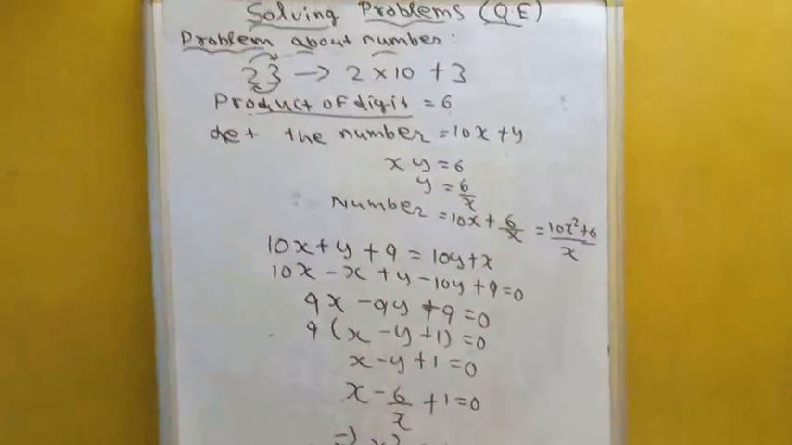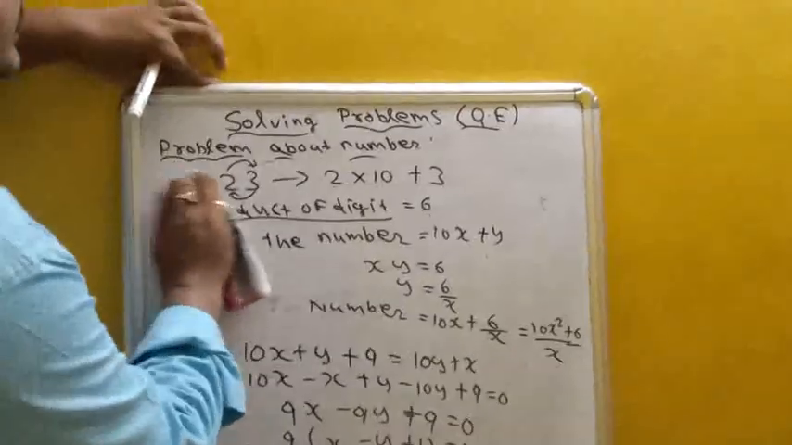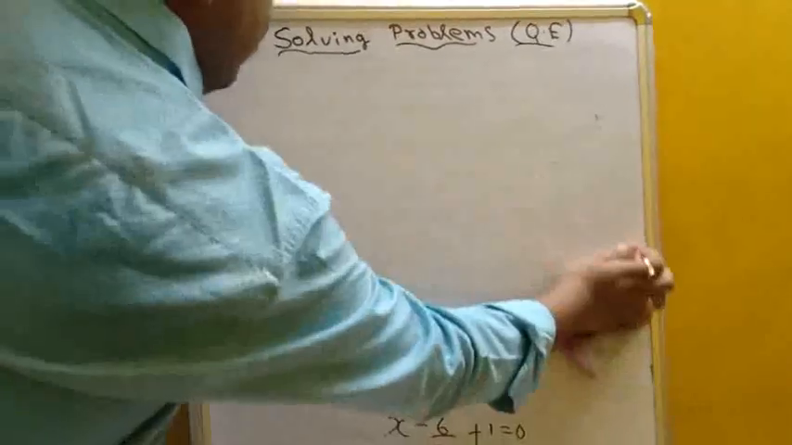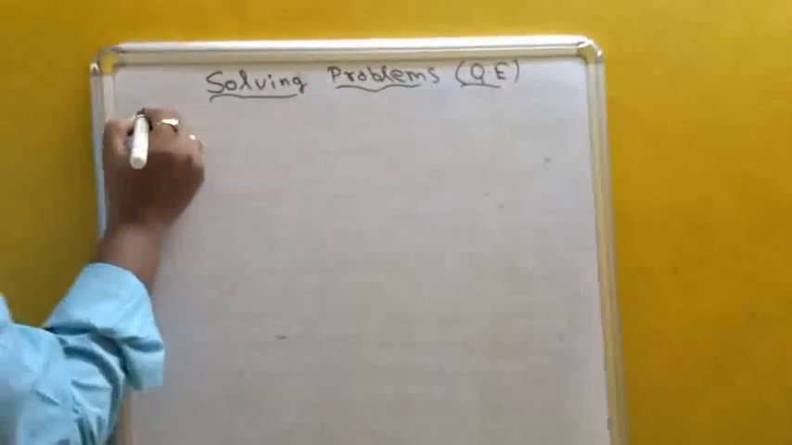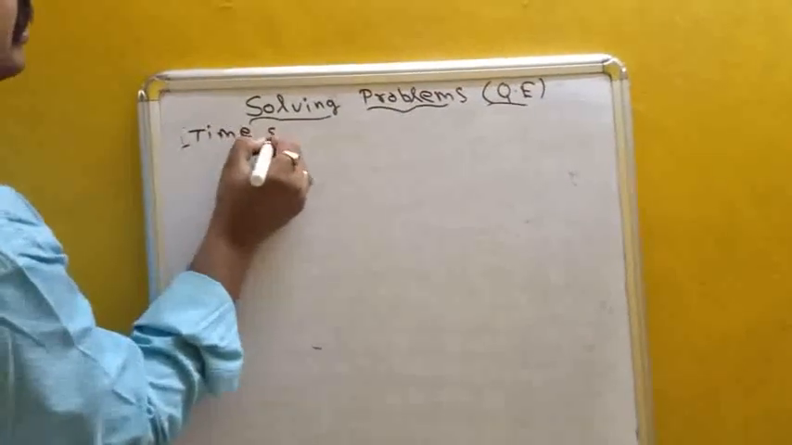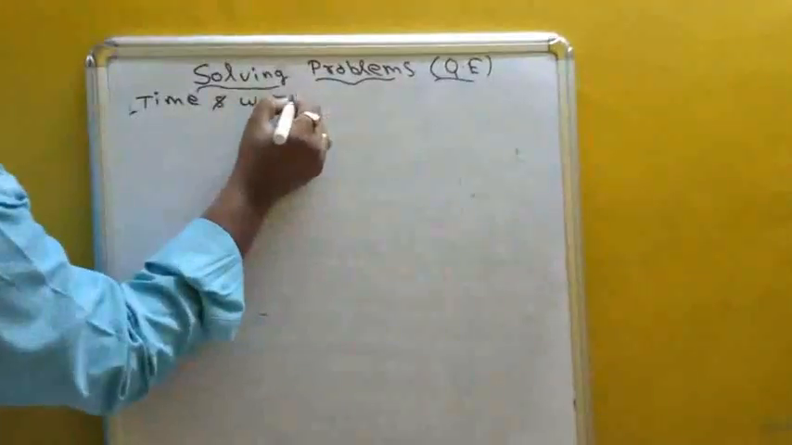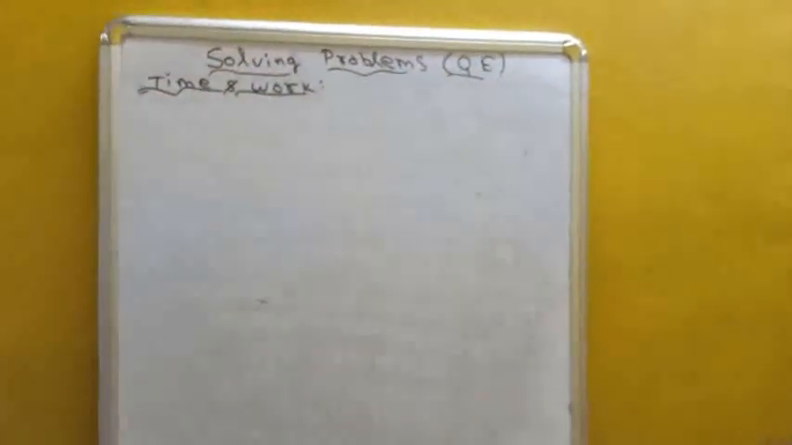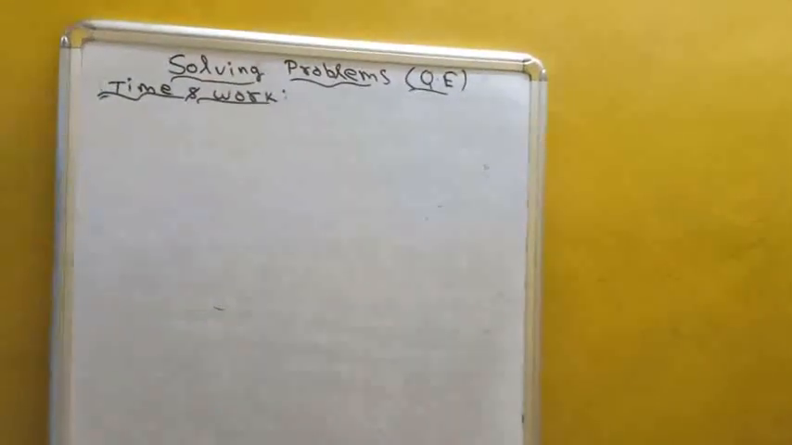Okay, next is about problems based on time and work. So when we talk about time and work, what do you have to do? First remember, you just form the equation. If you form the equation, they can give you the marks.